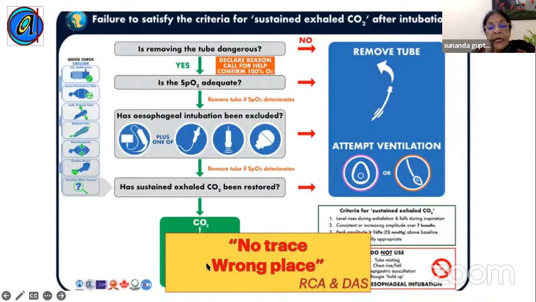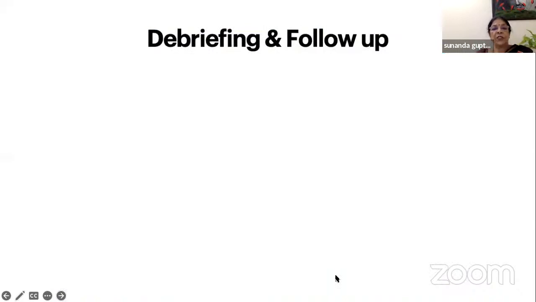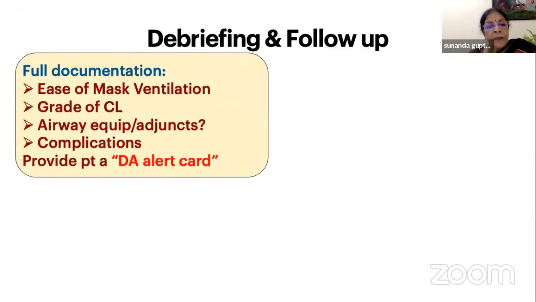So the RCA and DAS came up with the slogan, "no trace, wrong place," to enhance the importance of ETCO2 guidelines. So we have finished with the guidelines and now we come to two important parts, debriefing and the follow-up.